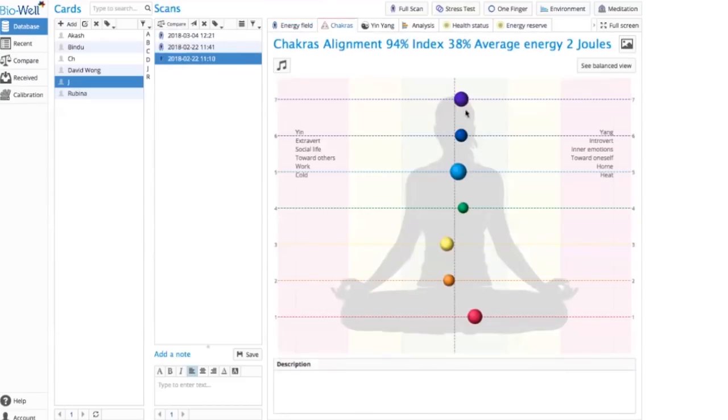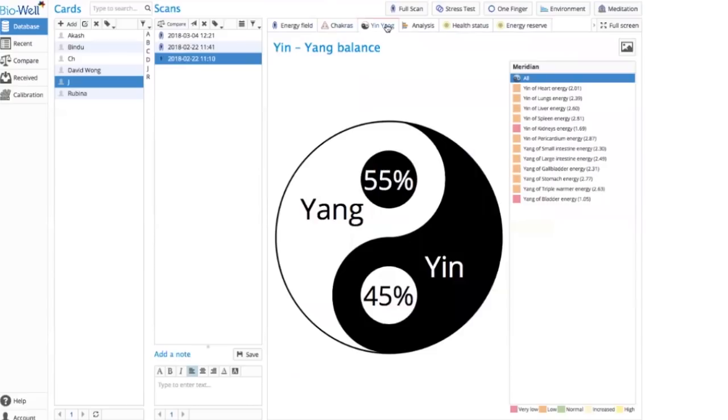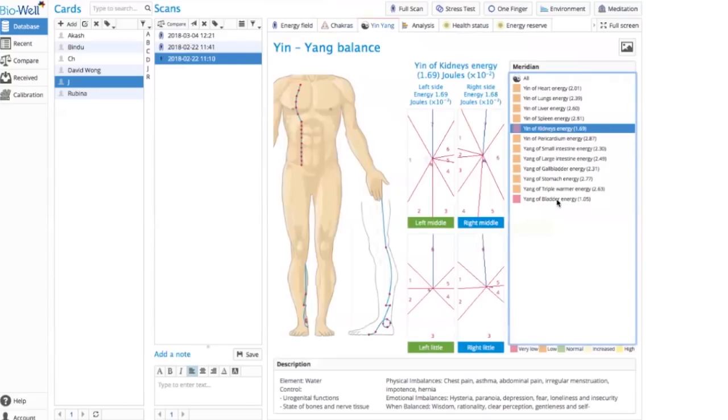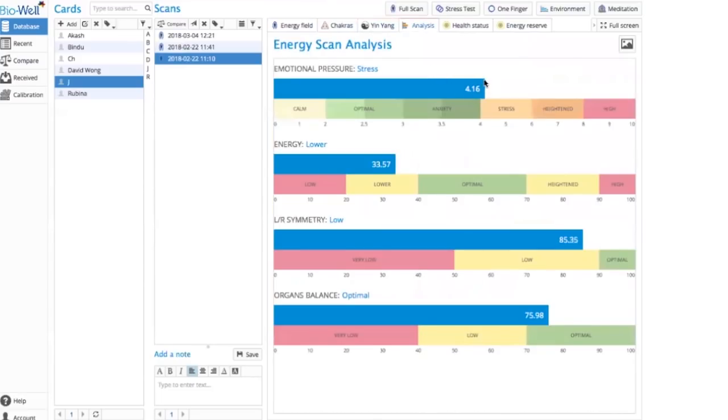Here are her chakras. You can see her chakras are small, so that means there's not much energy coming out from them. But her alignment's okay, it's 94%. Yin-yang balance, a little bit more yang than yin. See, her kidneys and bladder are a little bit weak. In the analysis, you can see she's a little bit stressed out, so we need to get that down to optimal. Energy is low and symmetry is low, and the organs are okay.